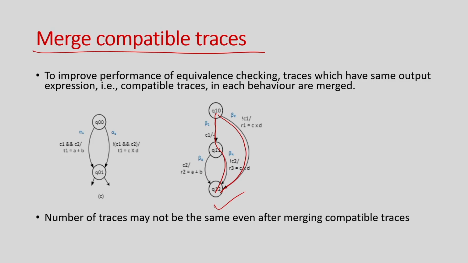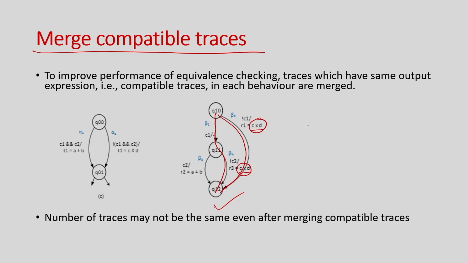In these 2 traces, I try to identify if the output expressions are the same or not. Let us say here the output is R3. I can see that this is C into D, and this is also C into D. That means the outputs of these 2 traces are equivalent. So this is basically a compatible trace. We say these 2 traces are compatible within a particular program if their output expressions are the same. In that case, I am going to merge them into one.